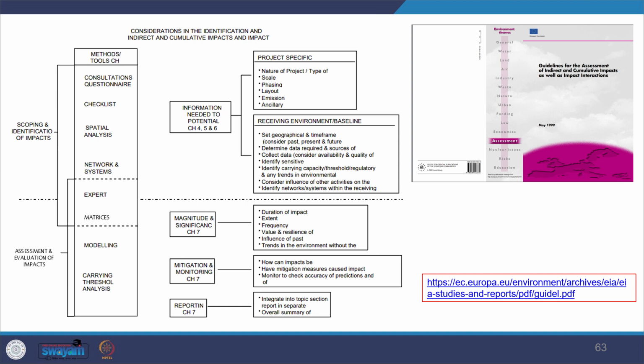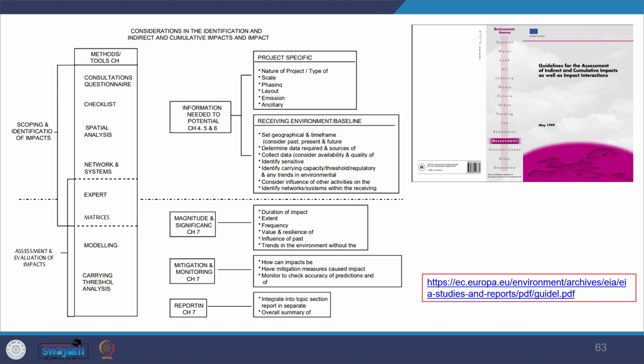So this is what is unique here, what you see here: set the geographical and time frame, determine the data required, collect data, identify sensitive areas, identify carrying capacity. So carrying capacity becomes one key element here. Consider influence of the other activities, and identify networks and systems within the receiving environment. So you undertake that within the scoping.